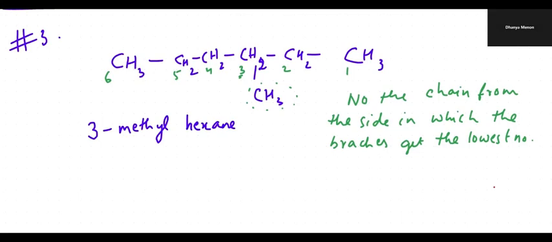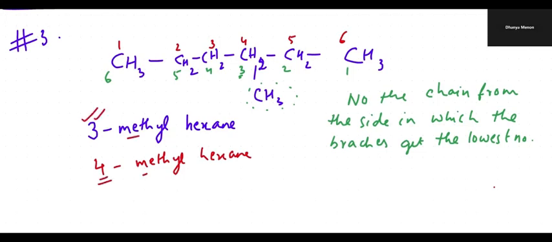1, 2, 3, 4, 5, 6. If we prefer this numbering, the naming will be 4-methyl hexane. So the prefix or the substituent methyl is getting 4th position. So 3rd position is preferred compared to the 4th one. So this numbering is wrong. This numbering is correct. Okay, in which the substituent is getting the lowest number. So we will not use this numbering. We will use 3-methyl hexane.